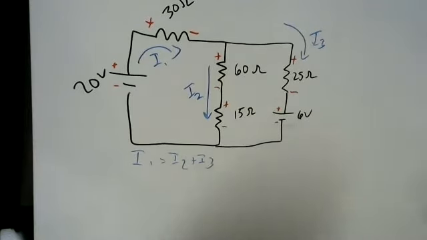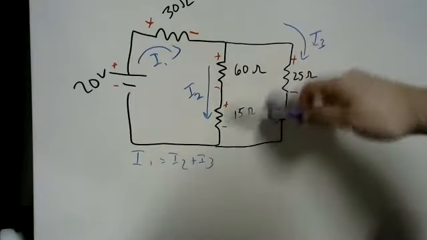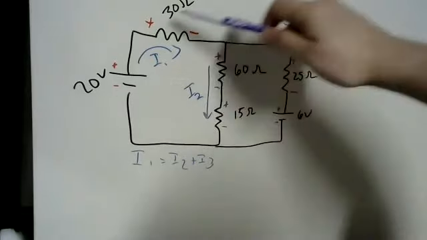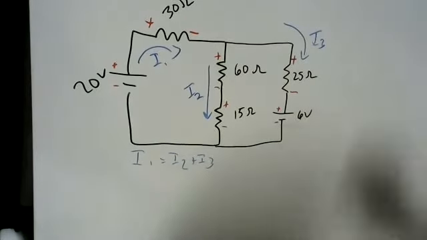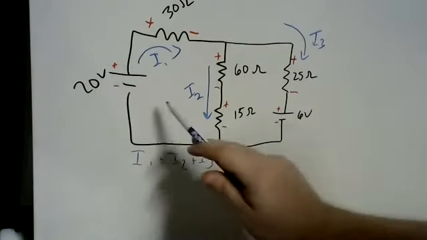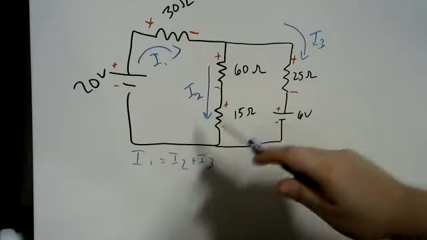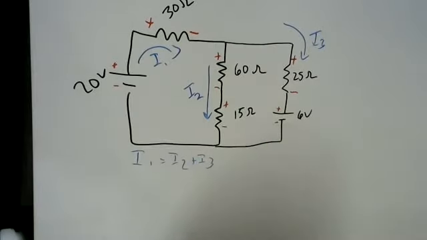Then there's the outer loop, which ignores this stuff in the middle and does 20 volts, 30 ohms, 25 ohms, and 6 volts. Now, those are overdetermined. If I take the left loop equation that I get and add it to the right loop equation, I should get the outer loop equation. So that's a check.